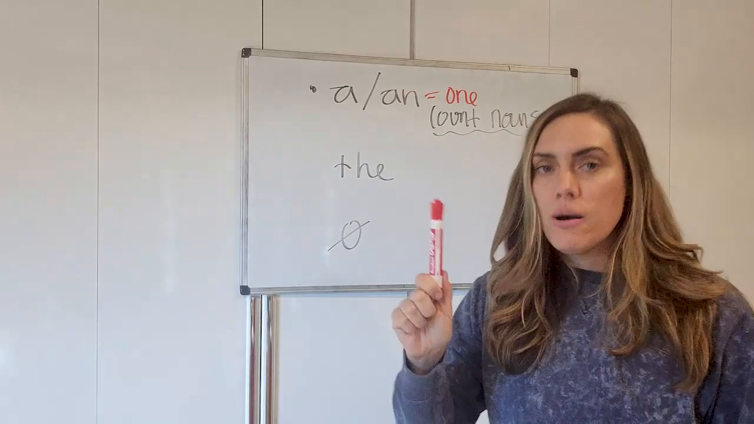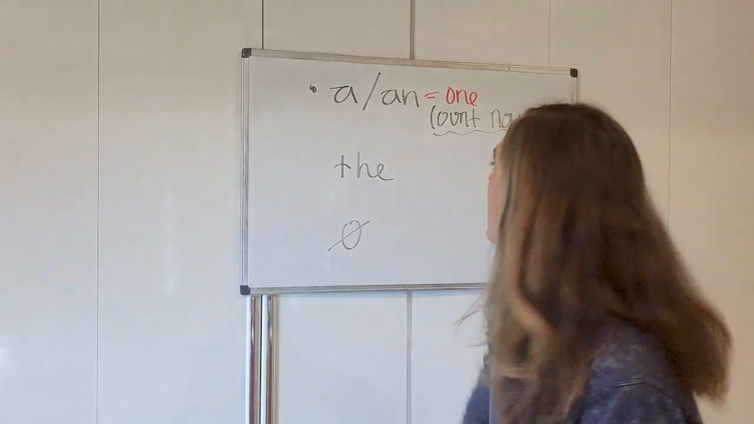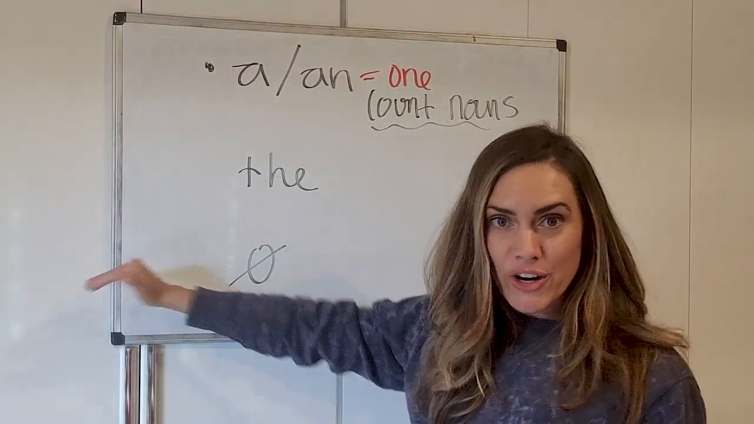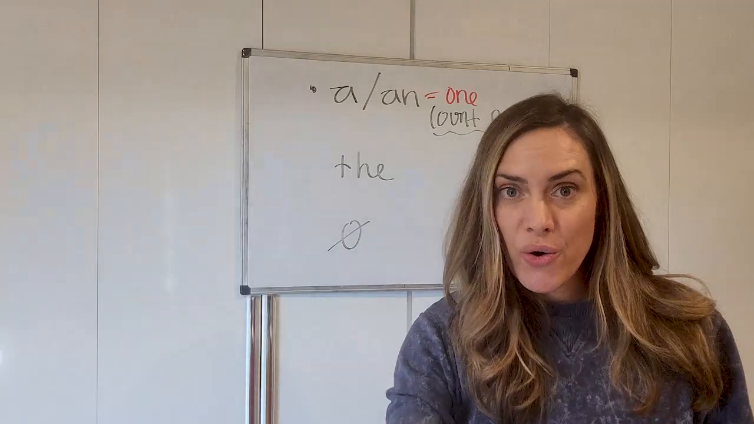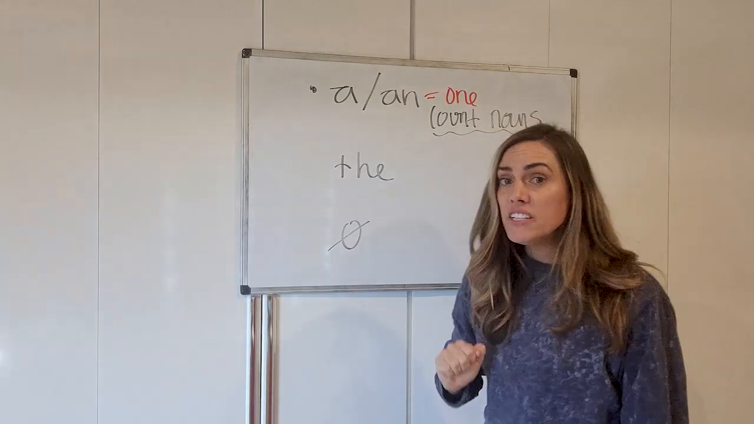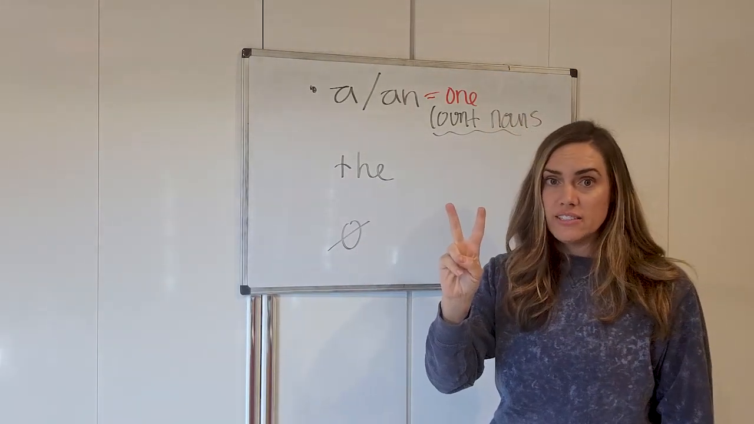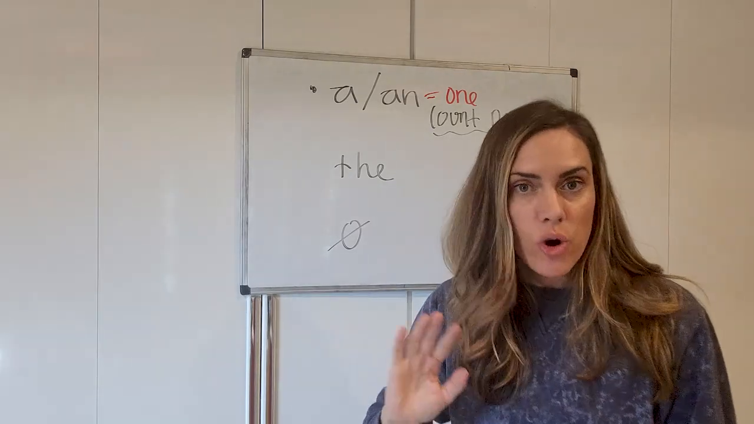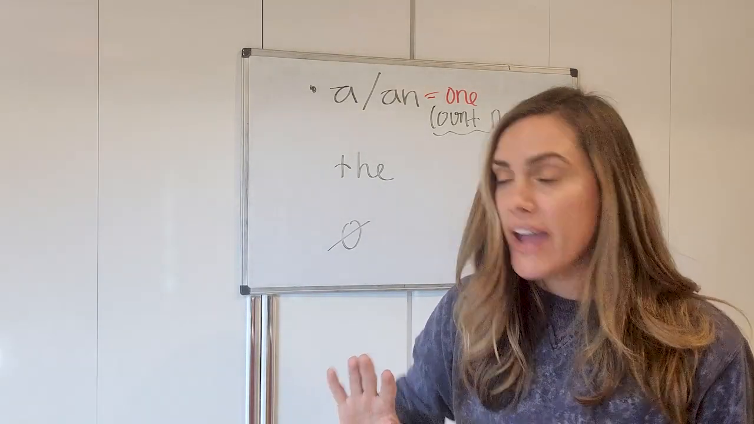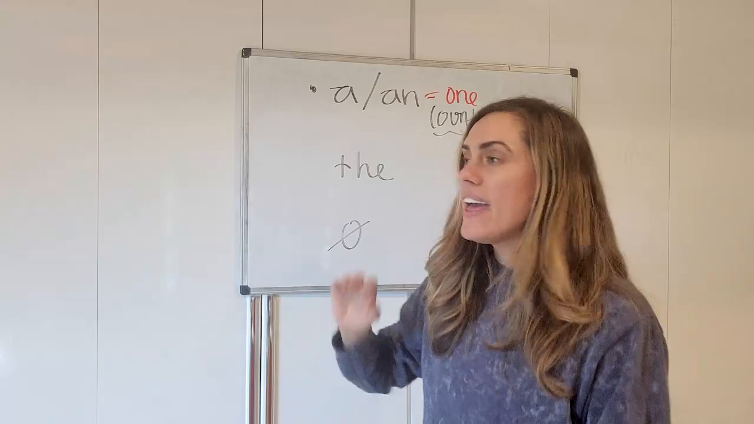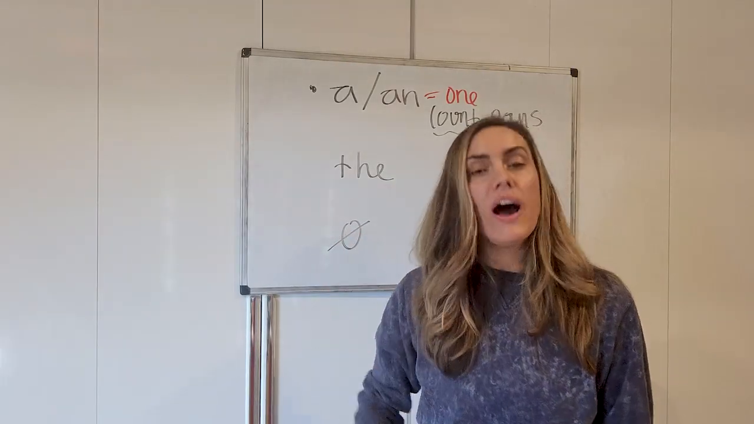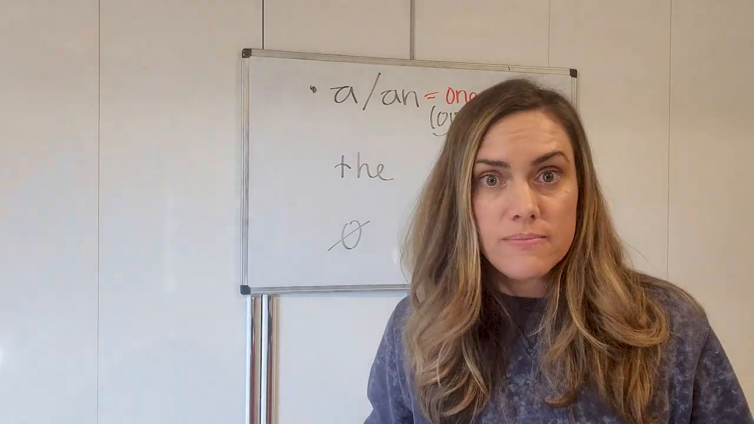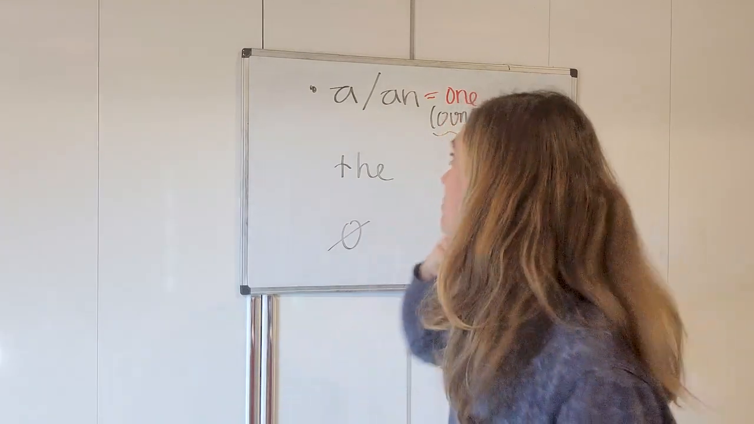So a marker, a board, a video, okay? Now, if it's two of those things, we can't say a or an anymore. I cannot say a video, I say two videos. I give you the number, okay?